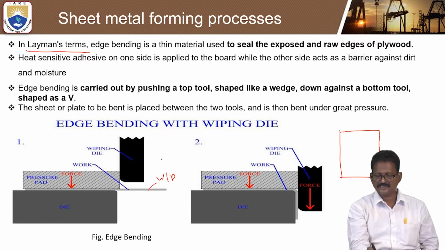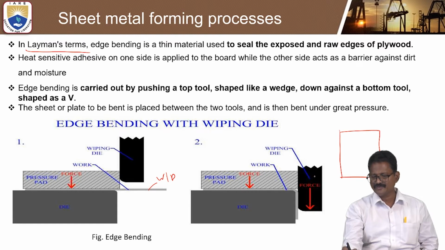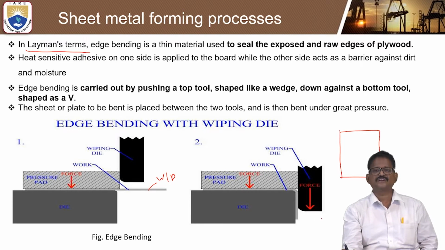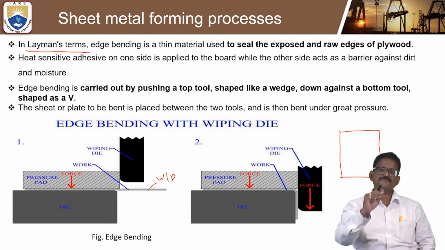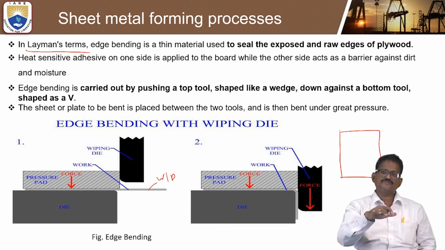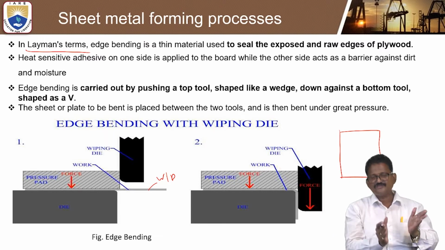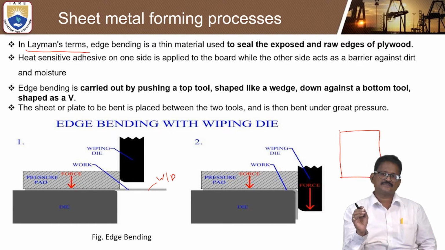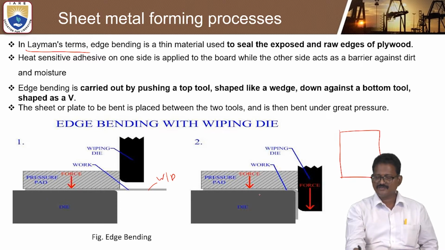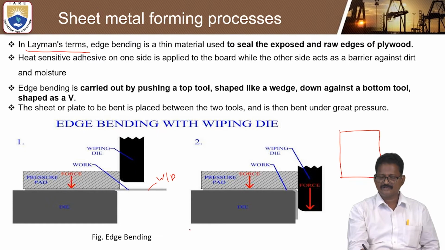Here you can see the first initial position. After performing the bend, the wiping die comes out in the downward direction. The main function of the pressure pad is to hold the workpiece properly without changing its original dimension, so that whatever the shape of the work, it can be obtained effectively. Like this, the bend shape can be obtained in this form.